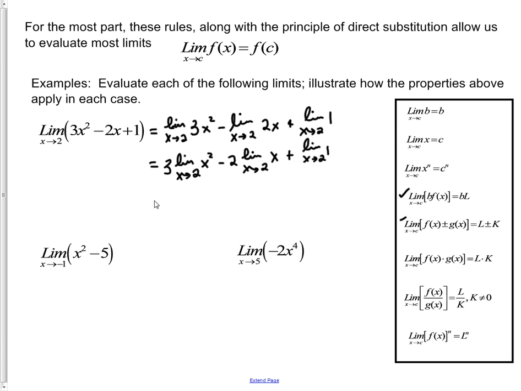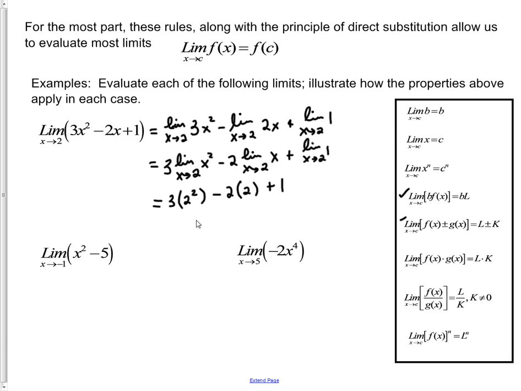We said, in order, the limit as x approaches c of x to the n is equal to c to the n. Well, this is like saying 3 times 2 squared minus 2 times the limit as x approaches 2 of x. The limit as x approaches c of x is always equal to c, so in this case, that's 2. And finally, the limit as x approaches 2 of 1, well, that's our first rule right up here, the limit of a constant as x approaches c is just equal to the constant.